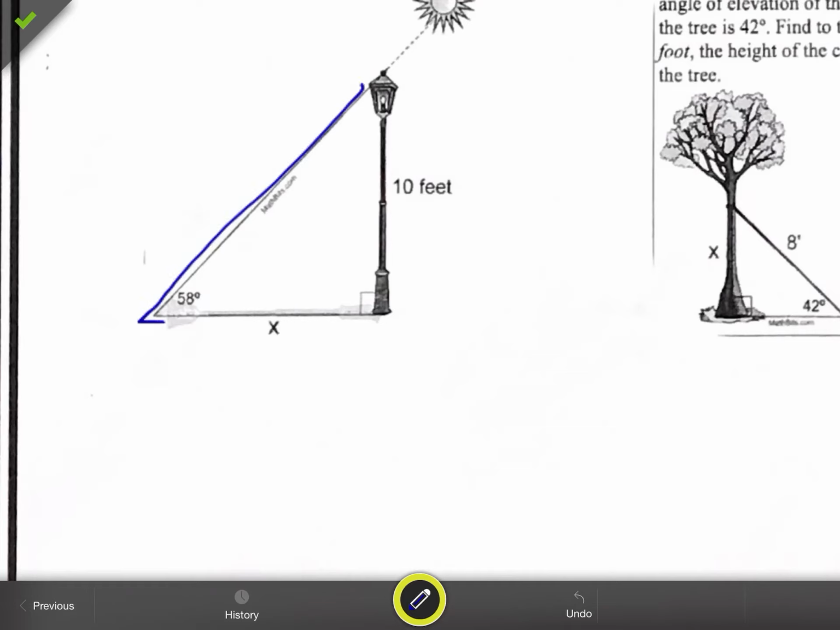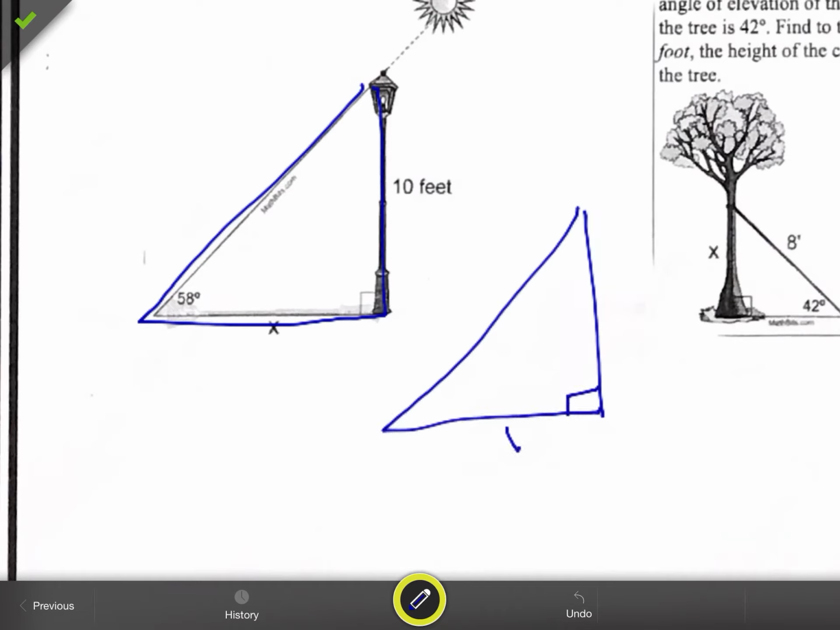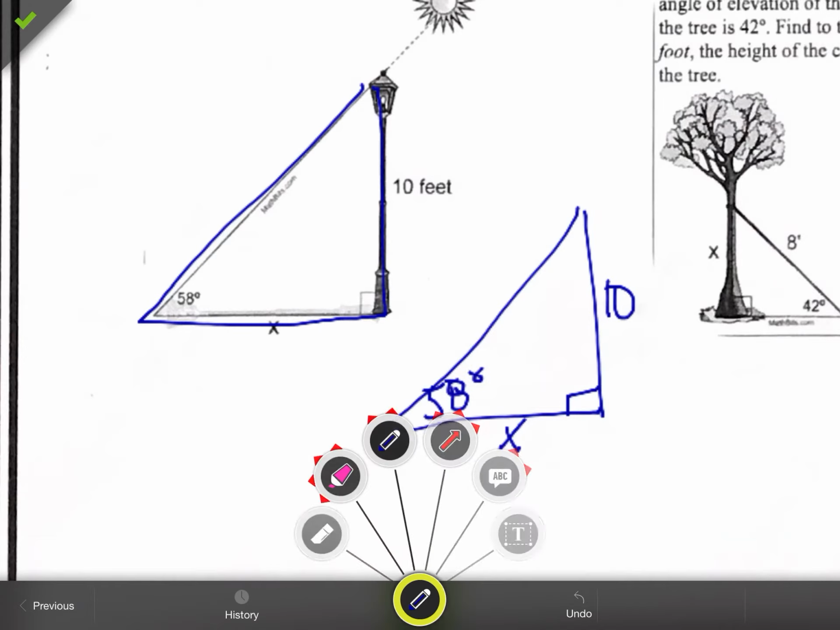But look, guys, this is just a right triangle. If you don't like the sun and the lamp and the shadow, redraw it. This side is x, this side is 10. They told me this angle is 58 degrees. And then go to town.